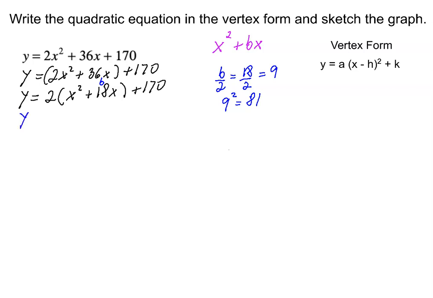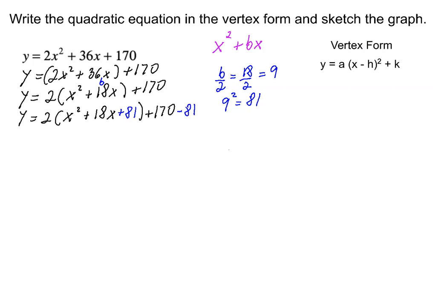We have y, actually let's change the color here to be consistent. So we have y equals 2x squared plus 18x, and then we're gonna add the 81 that we found over here. We have plus 170. Now, because we are adding 81 to this equation, we are changing the value of the equation a little bit, and I want to keep it the same. So for that reason, I'm gonna also do negative 81 on this side, outside the parentheses.